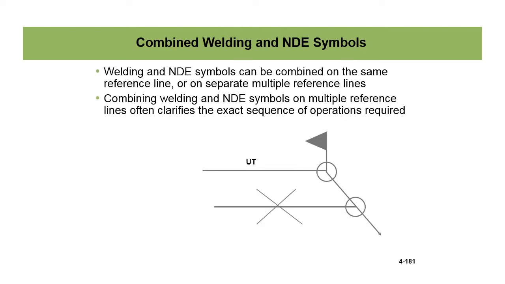Here's an example of a combined welding and NDE symbol. Welding and NDE symbols can be combined on the same reference line or on separate multiple reference lines. Combining welding and NDE symbols on multiple reference lines often clarifies the exact sequence of operations required. So in this instance, you're going to make a weld, and then you're going to UT that weld. You're going to weld all around, and then you're going to UT all around, and it's going to be done in the field.